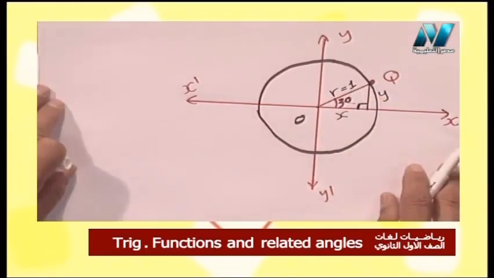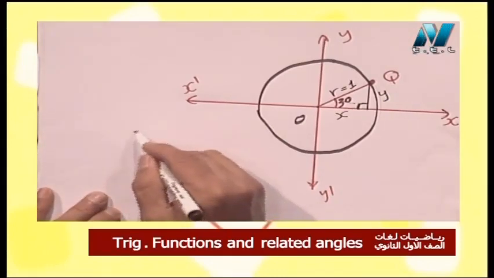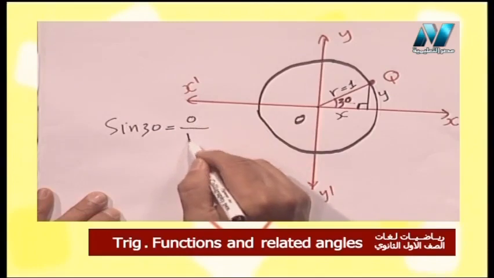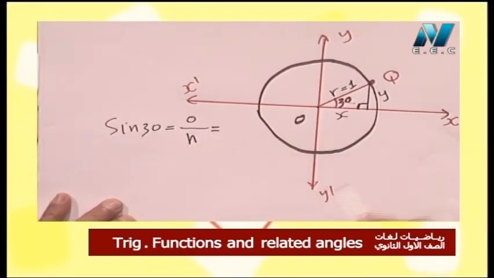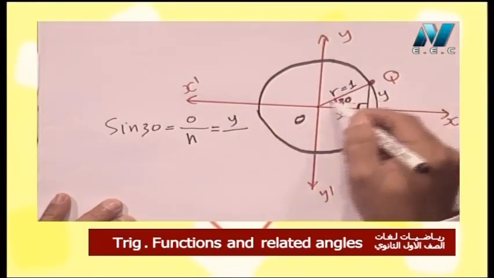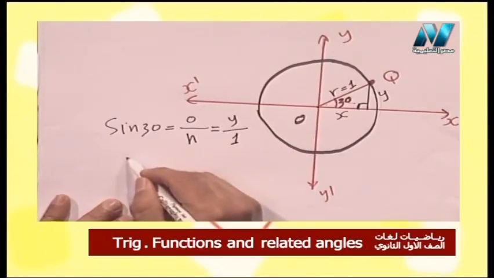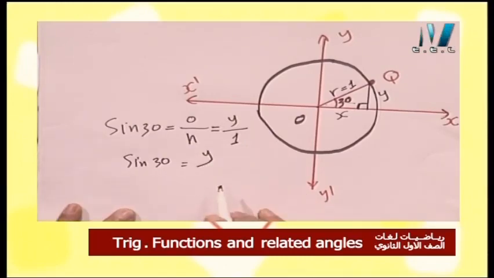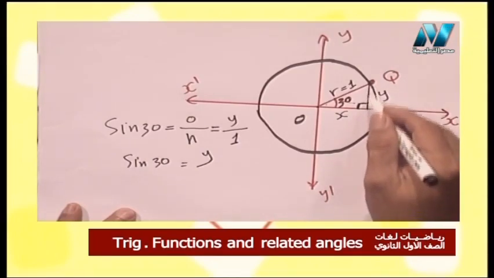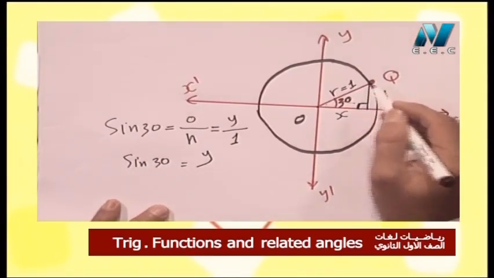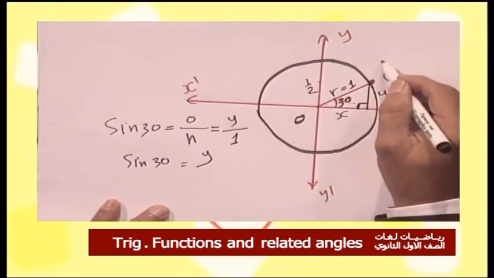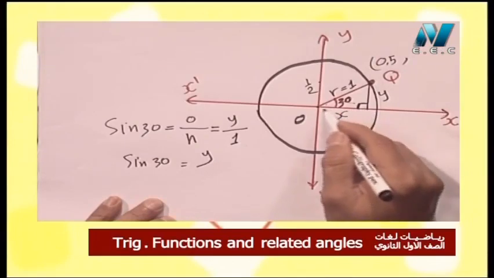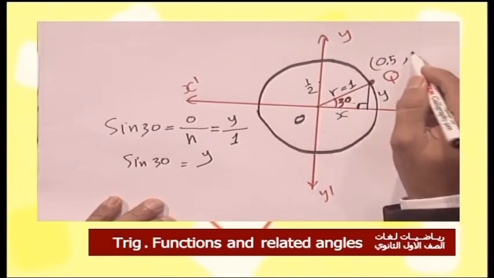So let's find out the sine of this angle. Sine 30 equals opposite over hypotenuse. The opposite here is y over the hypotenuse, which is 1. So sine of the angle equals y over 1, which equals y. And what is the length of y here? Y here will be half, or 0.5, and x here, as we have seen in the slide, will be approximately 0.87.